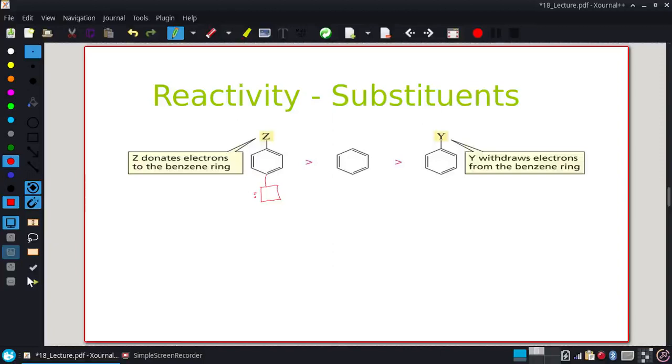And if there are groups that donate, there are also groups that withdraw, which would do the exact opposite. Now, what we're going to end up calling these are activators, and these are deactivators. Now, activators and deactivators really apply to the electrophilic aromatic substitution. There are going to be things that we can add to the ring that will speed up the reaction, and things we can add to the ring that will slow it down.